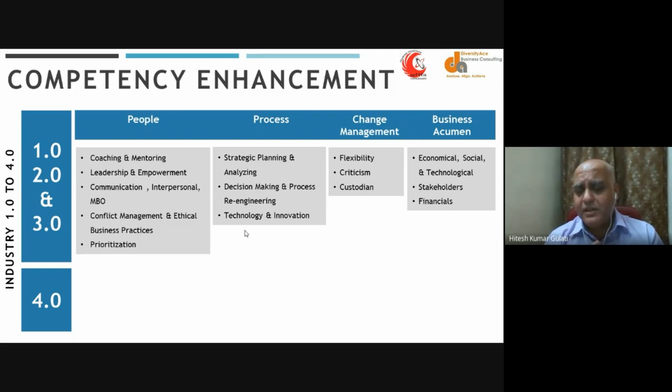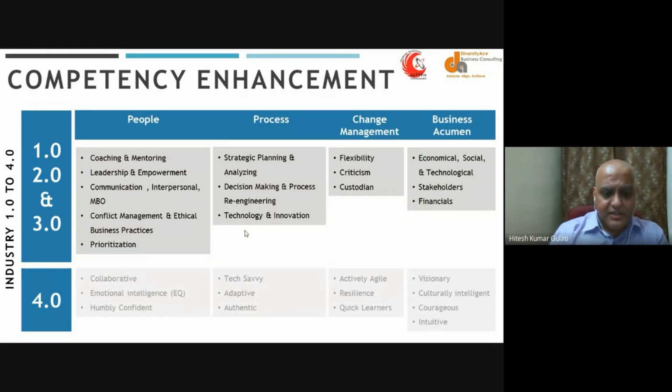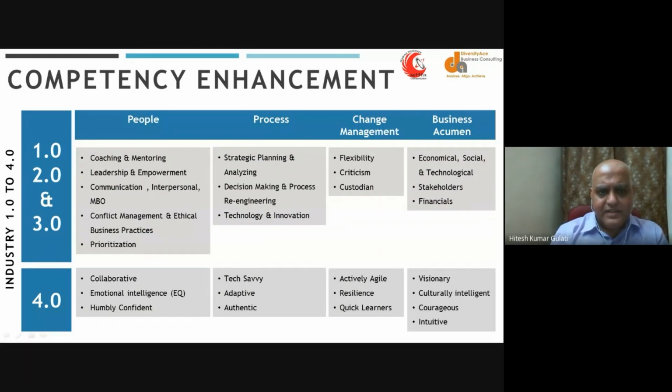In terms of business acumen, it was, I have missed one word, political, economical, social, and technological factors, stakeholders and financials. Coming to Industrial Revolution 4, or you can say the current era, which is the era of digitalization, a leader in terms of people should have competencies like he or she should become more collaborative. Emotional intelligence should be there. Obviously, it was there earlier also, but due to fast changing things in the last 50 years, I think this has become one of the most important competencies for a leader, emotional intelligence or emotional balance.